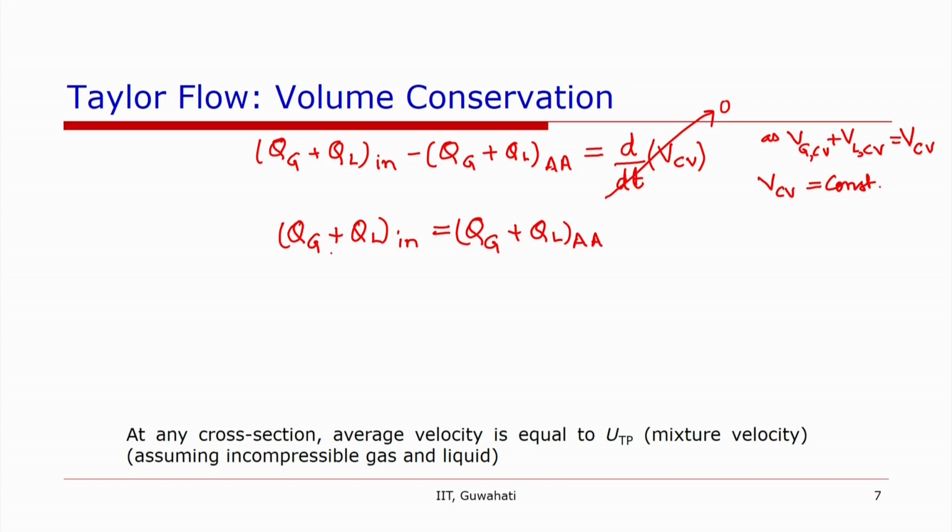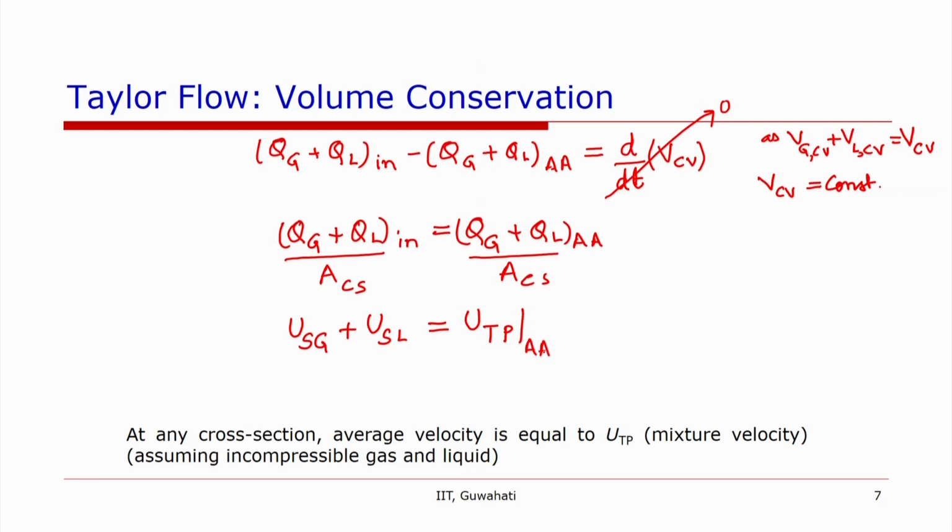Now if we divide by the channel cross section A here and the A cross section, so this is U superficial velocity of gas plus U superficial velocity of liquid, and we had defined this as QG plus QL over channel cross section. This is equal to UTP, or mixture velocity at AA.